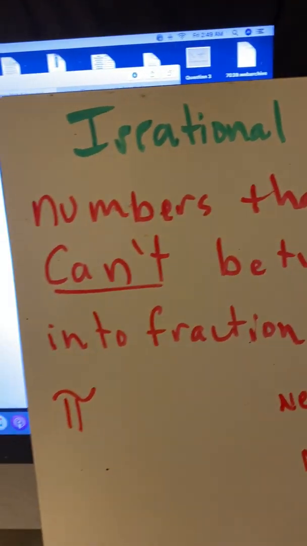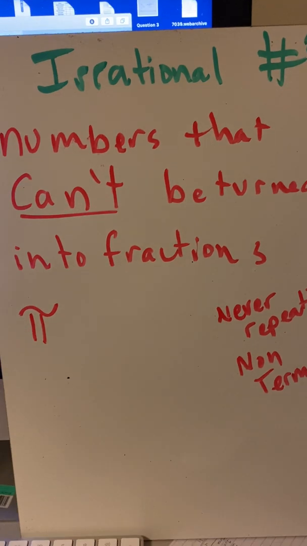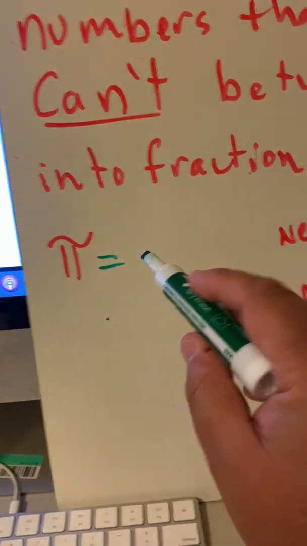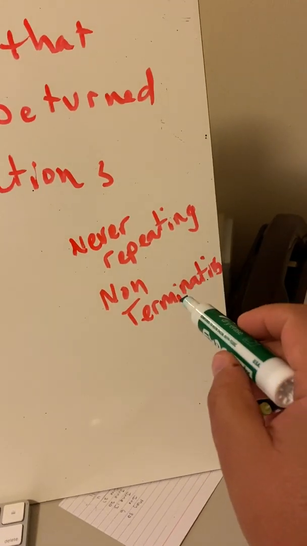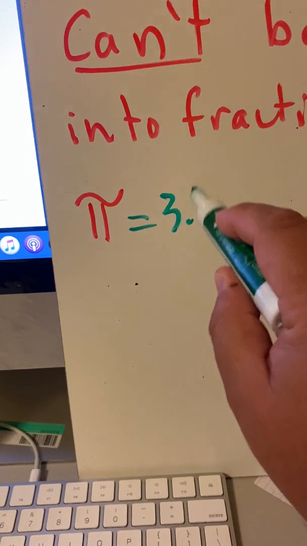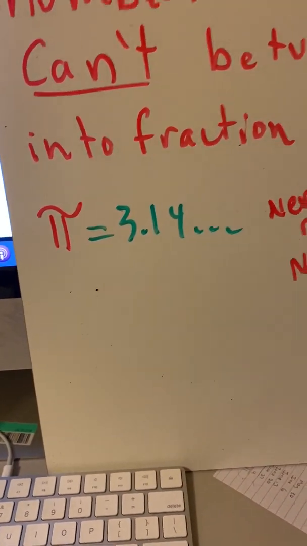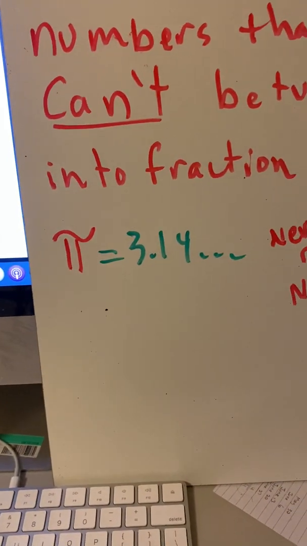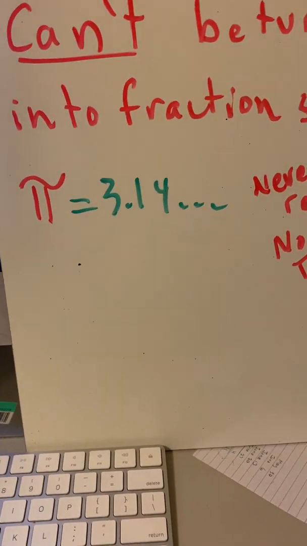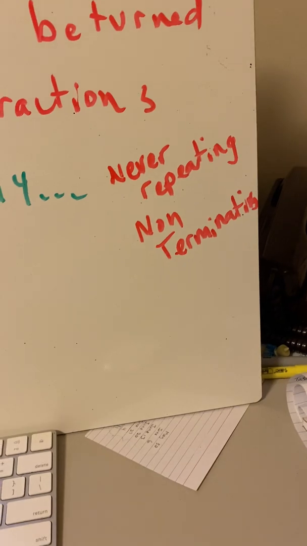Conversely, the opposite of that is an irrational number. These are numbers that cannot be turned into a fraction. One that comes to mind right off the bat is pi, because pi is a never-repeating, non-terminating, never-ending number. If you remember, it's 3.14, blah, blah, blah. Who cares about the rest? All you need to know is that it's 3.14. But you can't turn this into a fraction because it never ends and it never repeats.